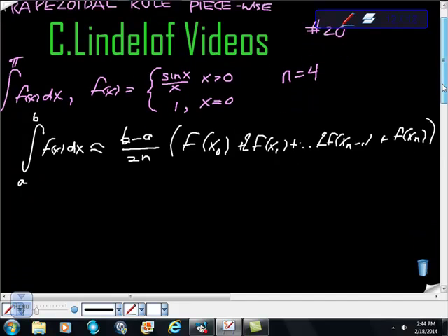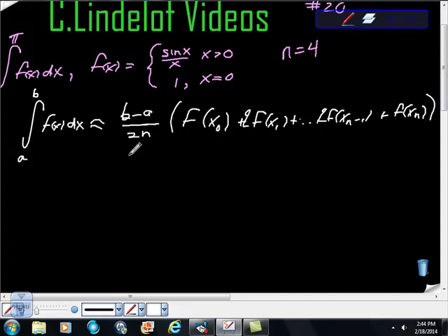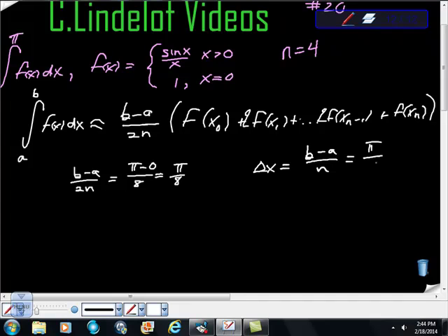So all I'm going to do is build this a little bit, and then follow my rules. First thing I'm going to do is get my b minus a over 2n. Well, b minus a in this case is pi minus 0 over 2 times n. n is 4, so 2 times 4 is 8, gives me pi over 8. I also need my change in x, which is just b minus a over the number of intervals, which is pi over 4, pi fourths.